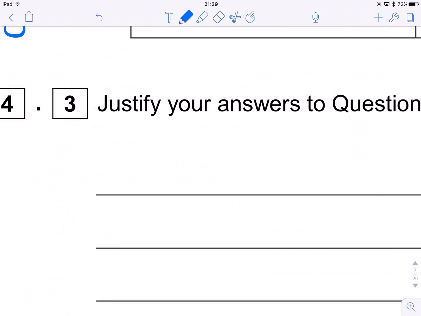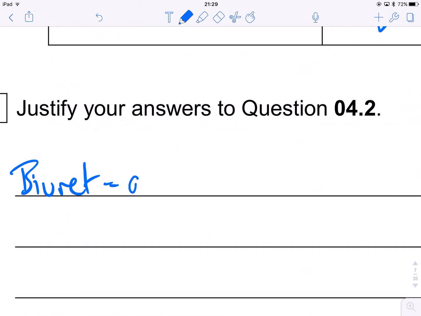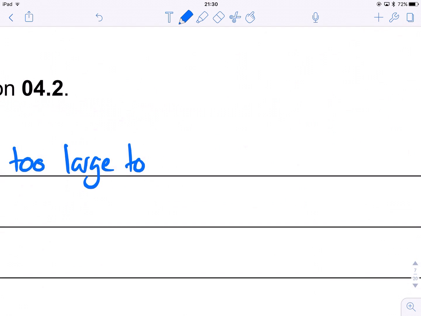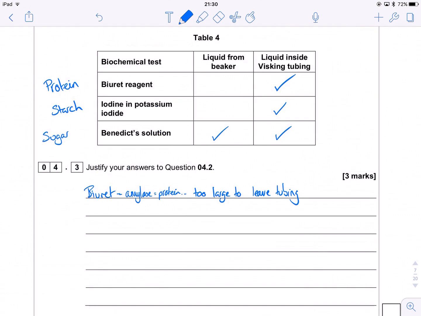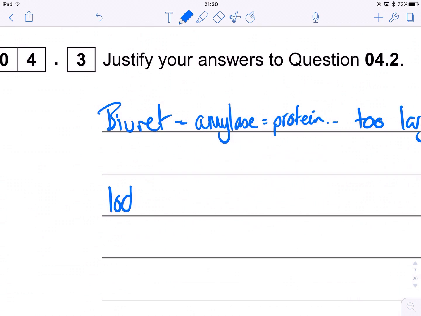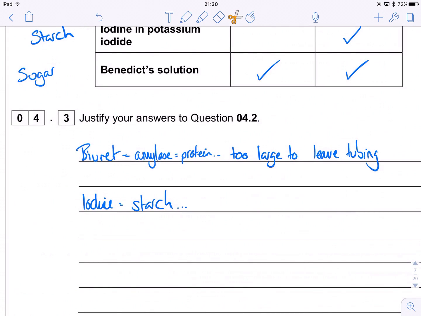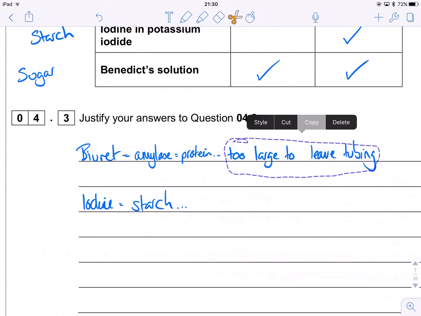So for the biuret test, first thing we're going to say is that amylase is a protein, an enzyme. And then we're going to say that it's too big, too large to leave the tubing. That's why it's only inside. Then the second mark is a little bit repetitive, so starch again, so the iodine, we're testing for starch. And again, this one, we can say just the same, it's too large to leave the tubing, so it's going to only remain inside.